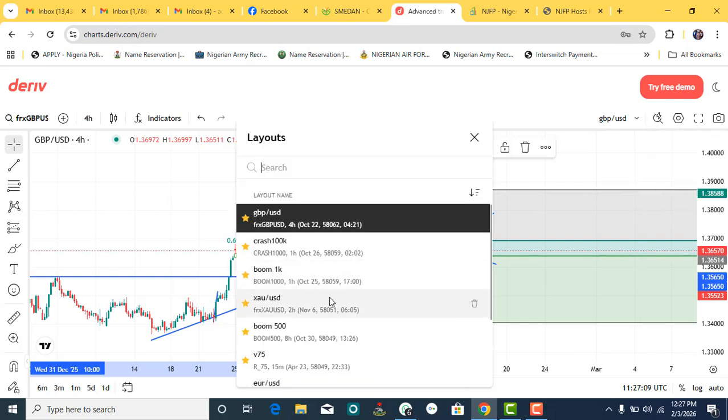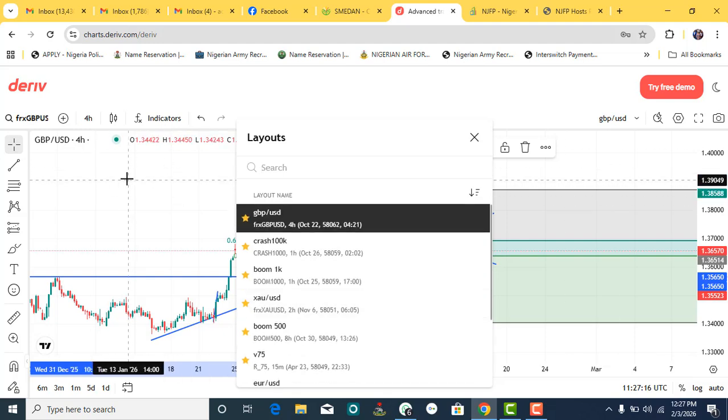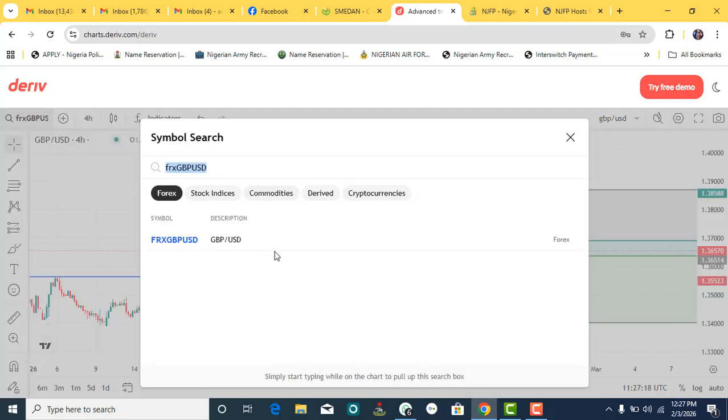Another trade we were looking at last week was actually Euro JPY, which was not in this system. So let's look out for Euro JPY.